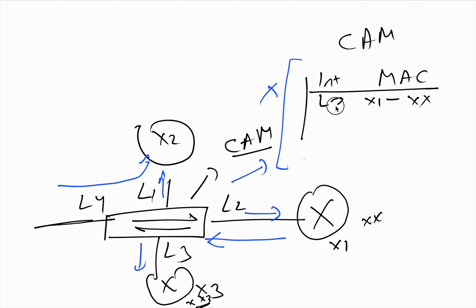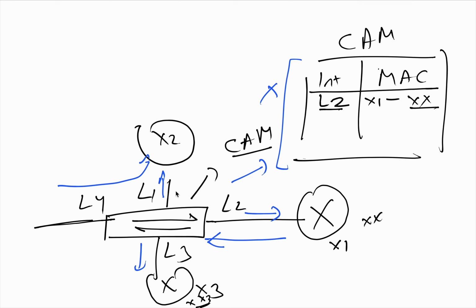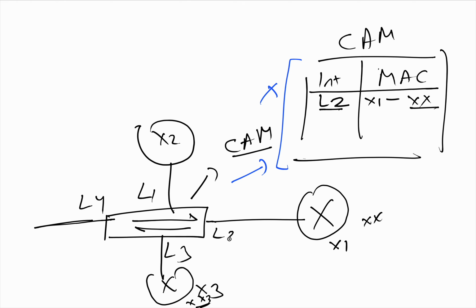L2 is connected directly to X1. If you need to reach X1, you need to send traffic via L2, and the MAC address for L2 is XX. So next time a packet comes, similarly, next time a packet came for L2. Okay, let's draw this back. It came again for X1. Okay, this is L2. So now a packet came that I need to go to X1.